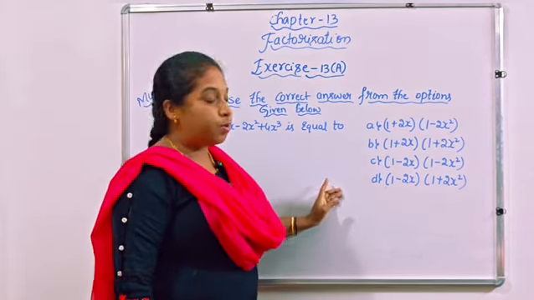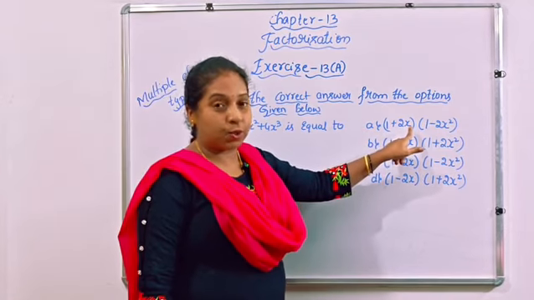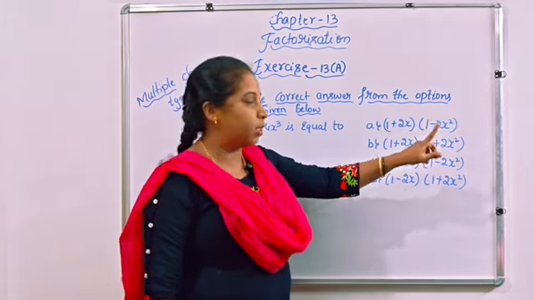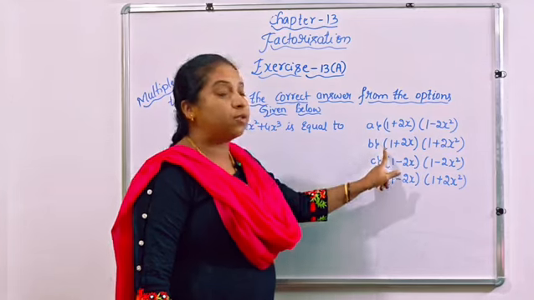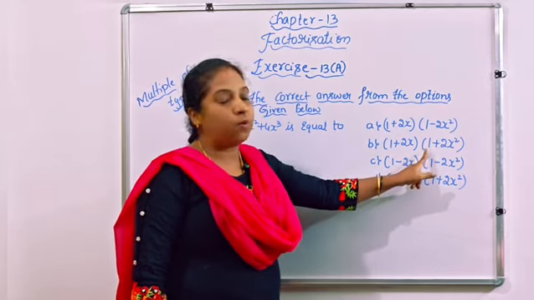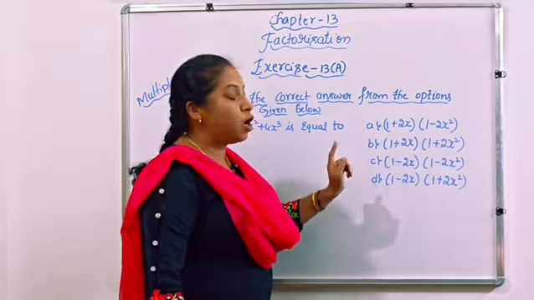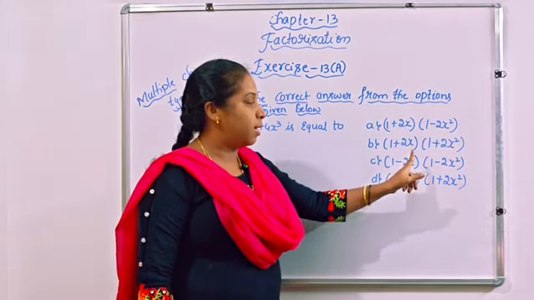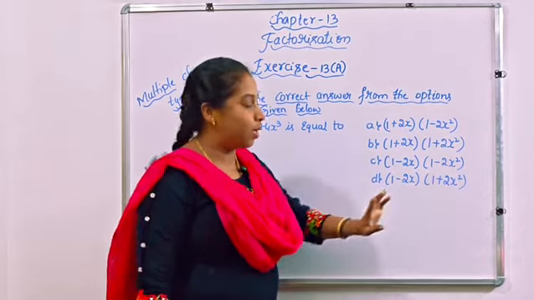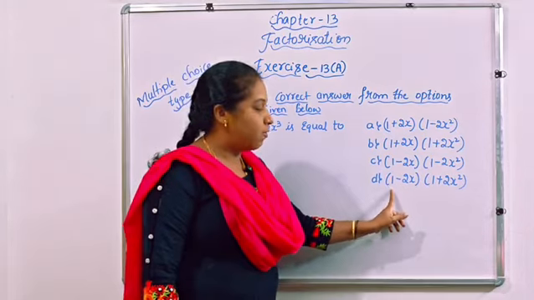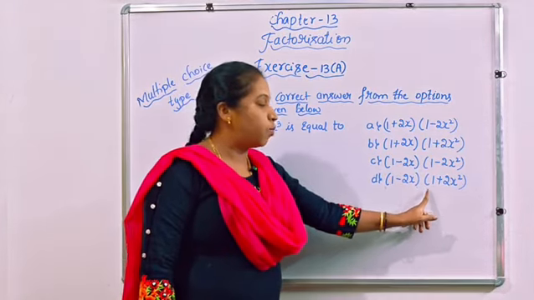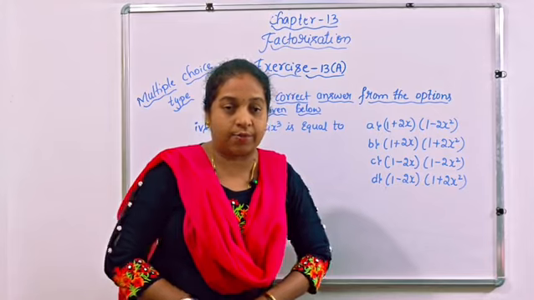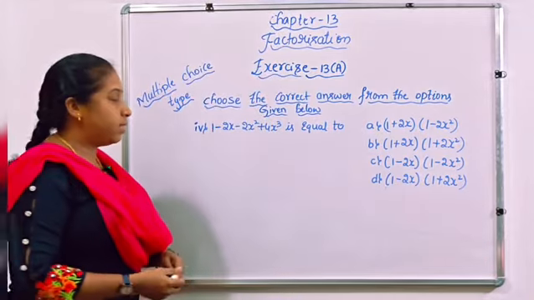So they have given options. A option is 1 plus 2x into 1 minus 2x square. B option is 1 plus 2x into 1 plus 2x square. C option is 1 minus 2x into 1 minus 2x square. D option is 1 minus 2x into 1 plus 2x square. So let's solve this.